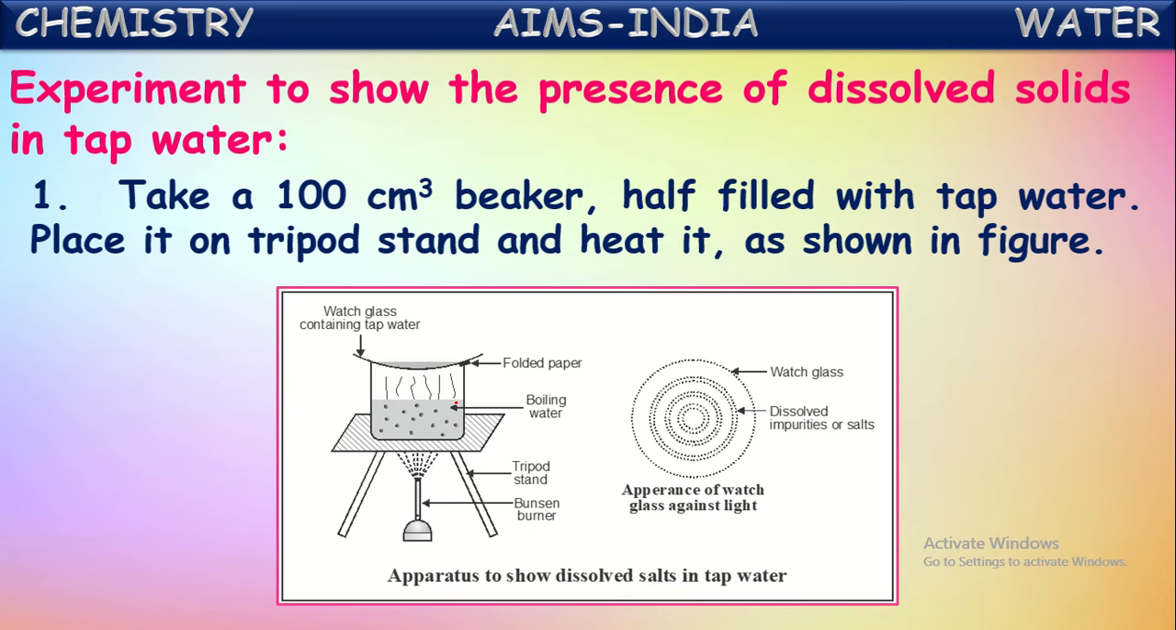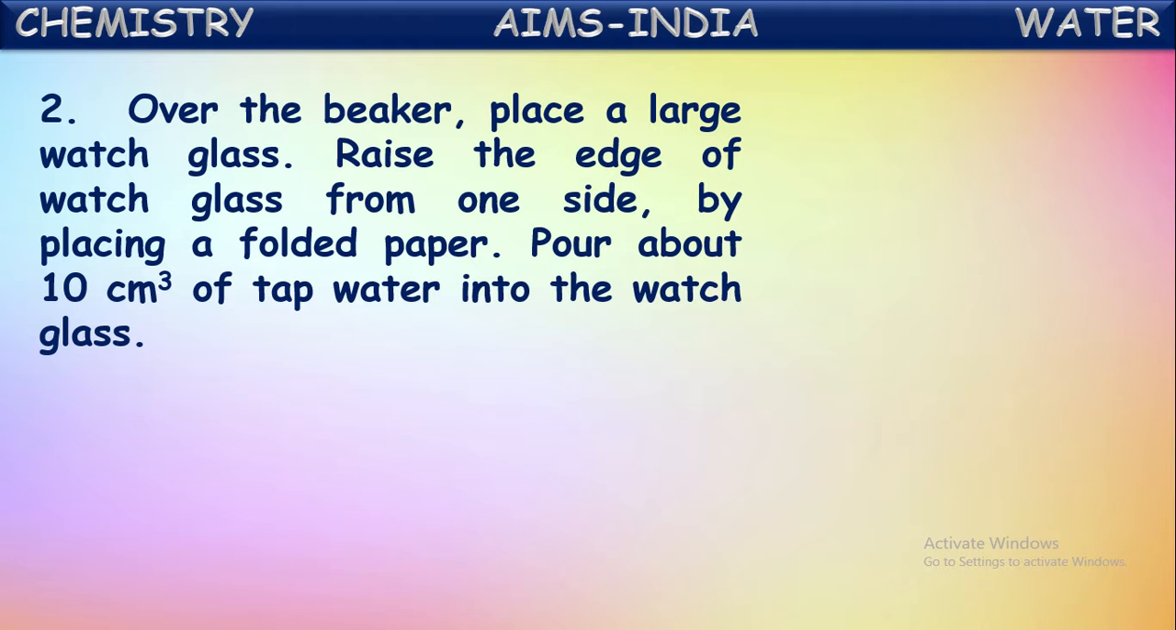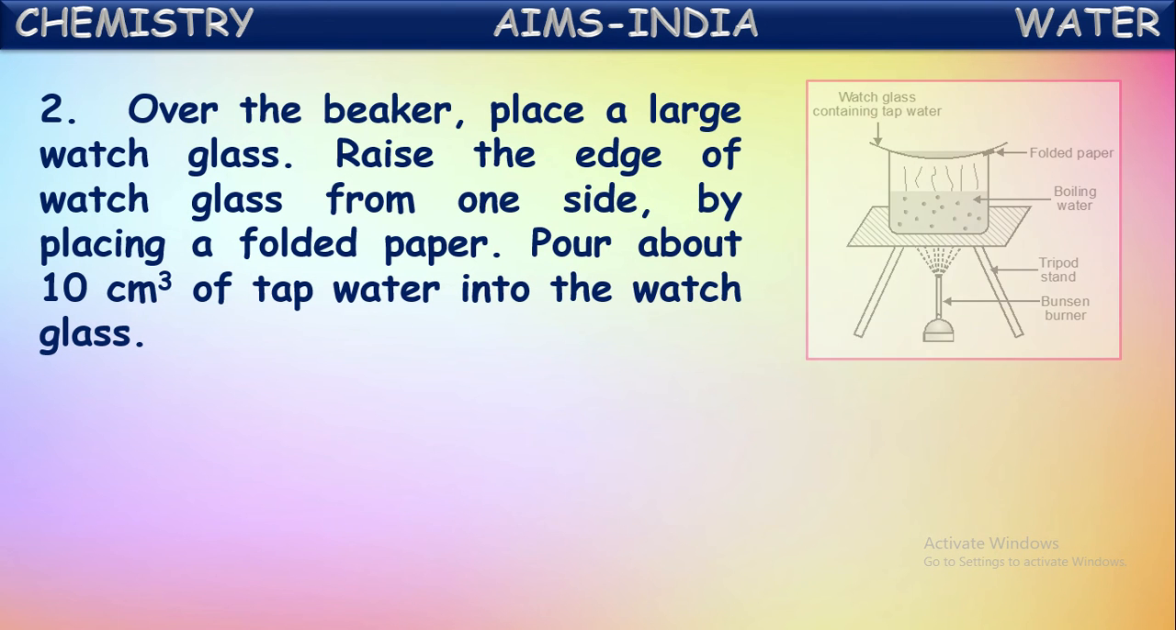What have we done? First we have taken a beaker filled with tap water till half, and it is kept on the tripod stand, and we have started to heat it. Then what happens? While heating, over the beaker we have to place a large watch glass. This is called a watch glass. We have kept a watch glass.